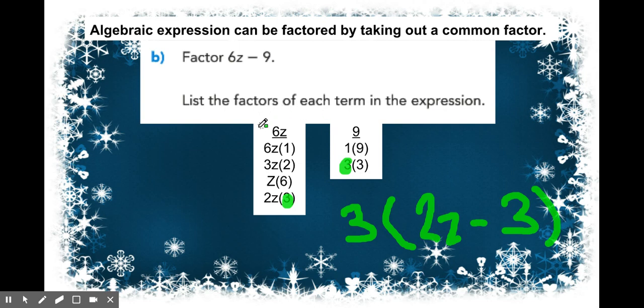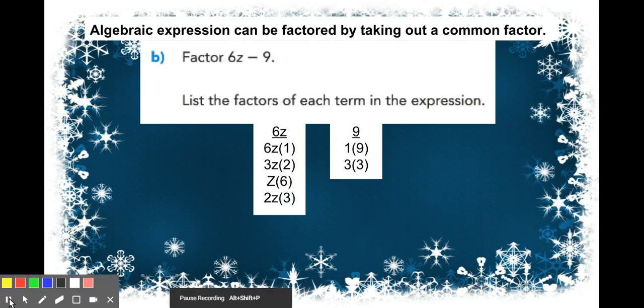Now, I don't expect you to list out the factors every single time. What we can do is just look at the coefficient here and the constant here. Because they don't have a variable in common, they don't both have a z, I know I'm not going to be able to factor out a z. So I can just look at my 6 and my 9 and say, okay, what is their greatest common factor? And I know that's a 3.